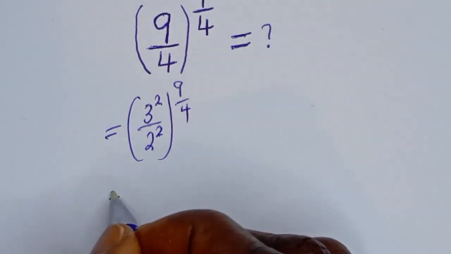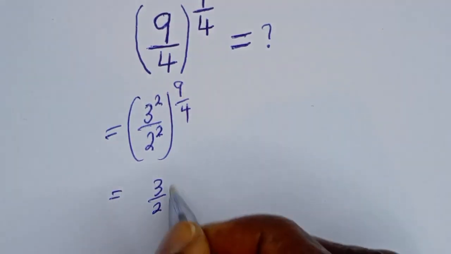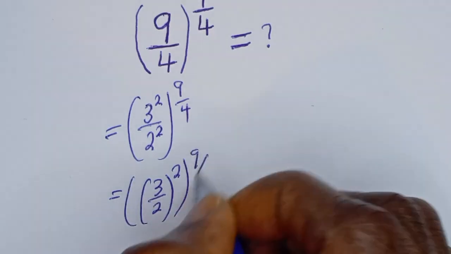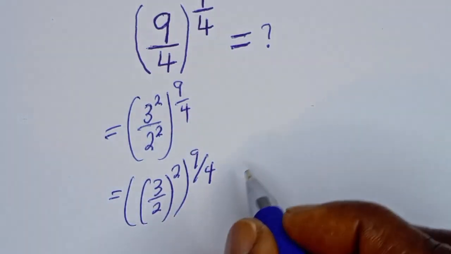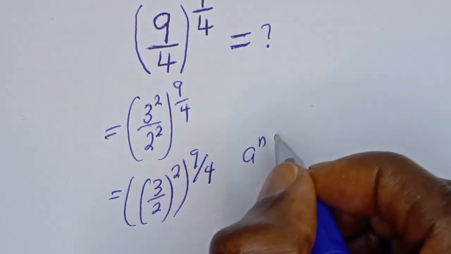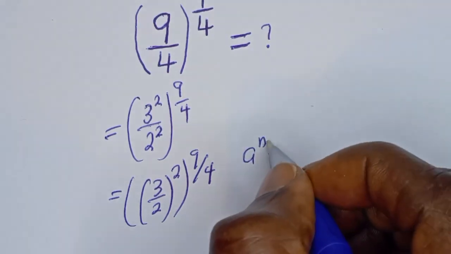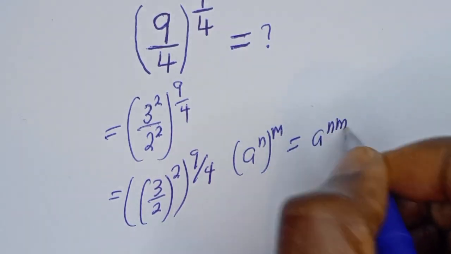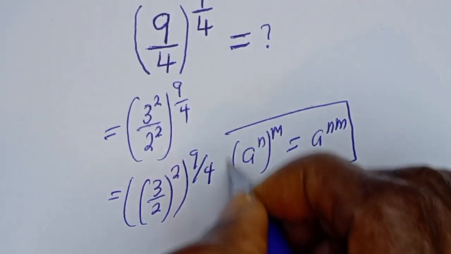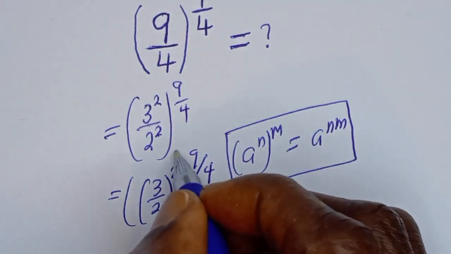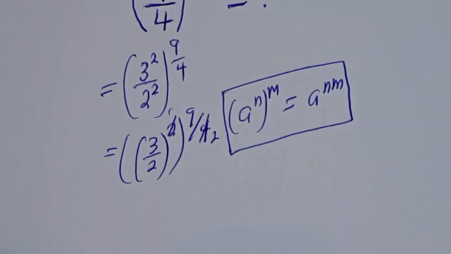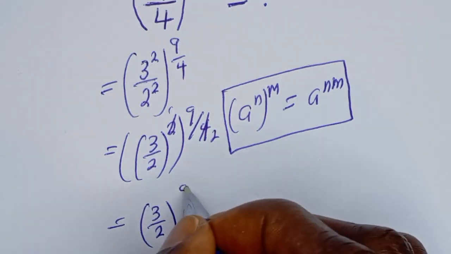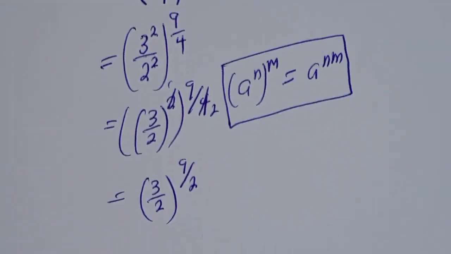Then this is equal to (3/2) to the power of 2 to the power of 9 over 4. Take note that if you have a raised to power n, to the power of m, this is equal to a raised to power n times m. From here, 2 times 9/4 gives us (3/2) to the power of 9 over 2.